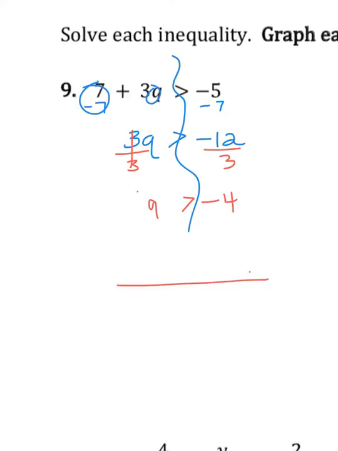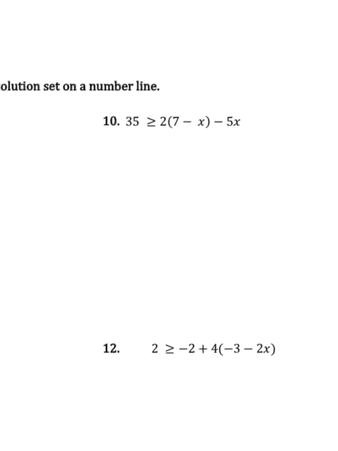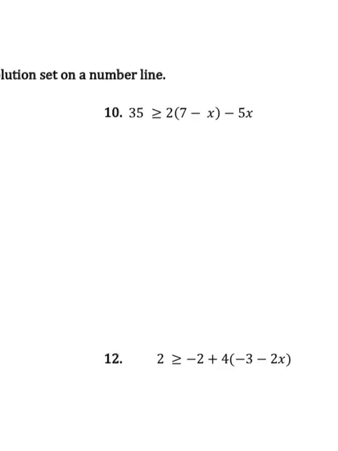So now I have to draw my number line. Open circle, because that's just a greater than or less than symbol. That's going to be a 4, negative 4. Open circle here above the negative 4. And q is greater than, so it'll go that way. Okay, here we go. There's my inequality.